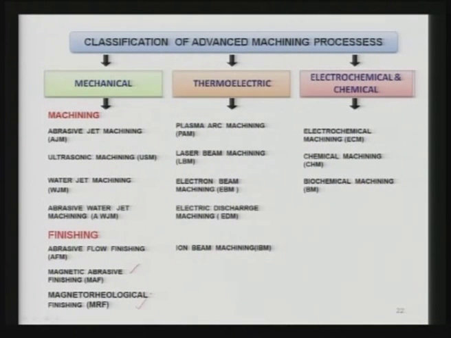Thermoelectric includes plasma arc machining, laser beam machining, electron beam machining, electric discharge machining, ion beam machining, and there are various hybrid processes as we will see later on. And then finally, electrochemical and chemical machining processes include electrochemical machining, chemical machining, and biochemical machining.